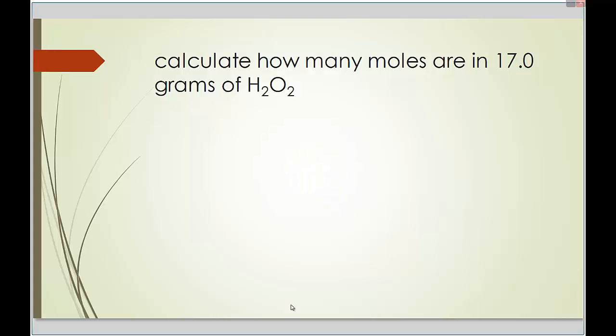Let's try another one. How many moles are in 17.0 grams of H2O2? Notice the word grams. That means I'm going to need the molar mass of H2O2. So H and O, we have 2 of each. Hydrogen is here, is 1.0.